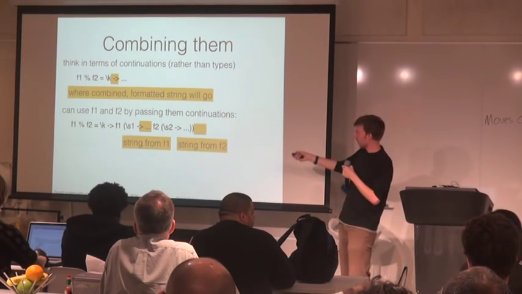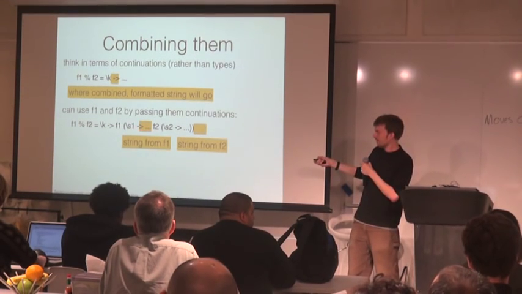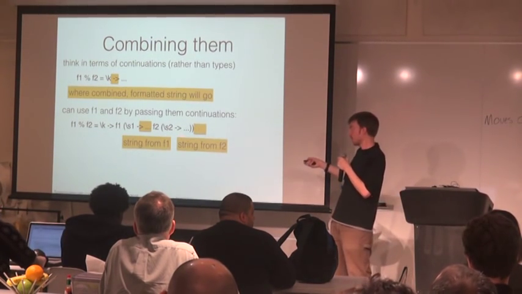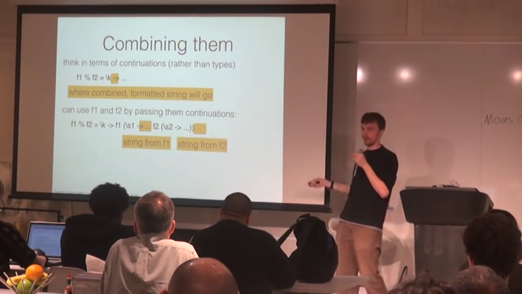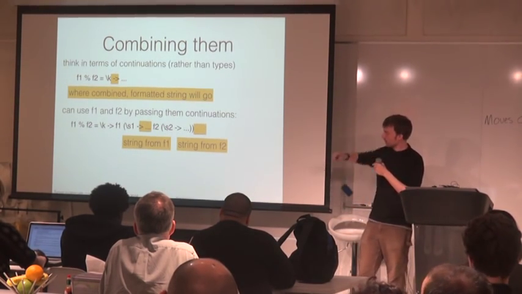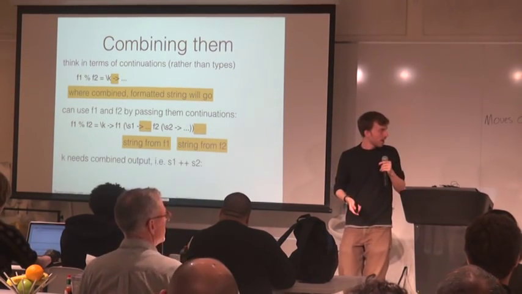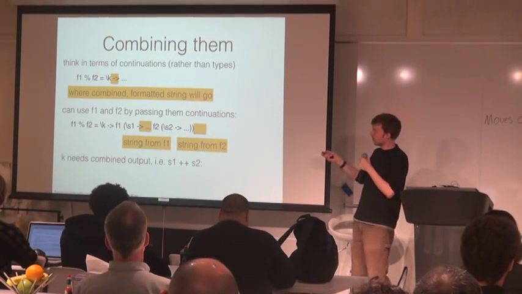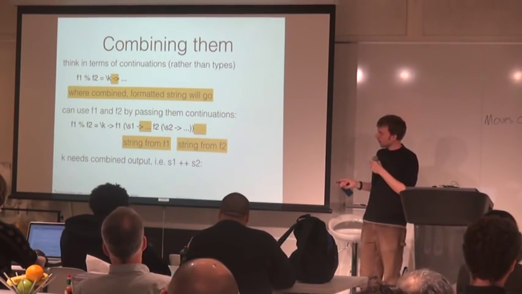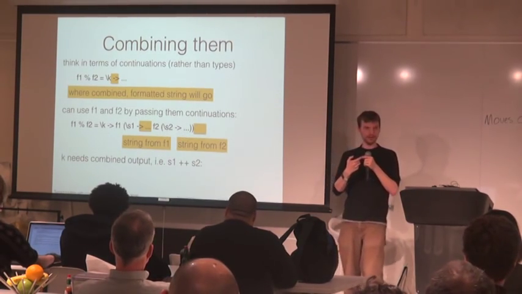And the same thing with the second format. We don't know what's going to happen in between here, maybe some other stuff, I don't know. And we don't know what's going to happen here. But we do know that these are ways we can use F1 and F2, that eventually they're going to format some string and hand it to us. And so we know that K, from up here, is where the combined formatted string will go. Well, the combined output, once we have the two strings, is just putting them together. There's nothing else to do.